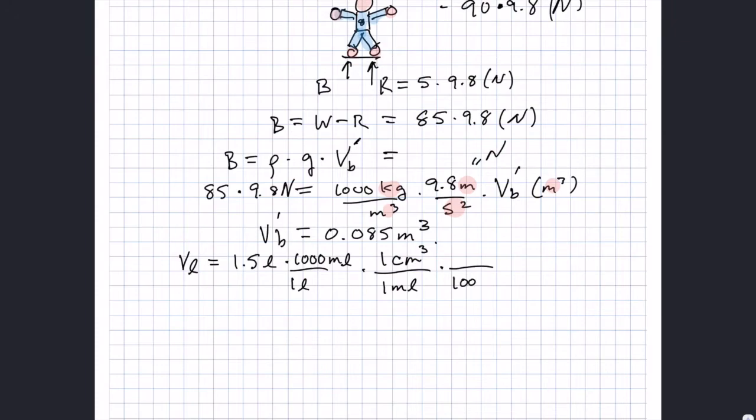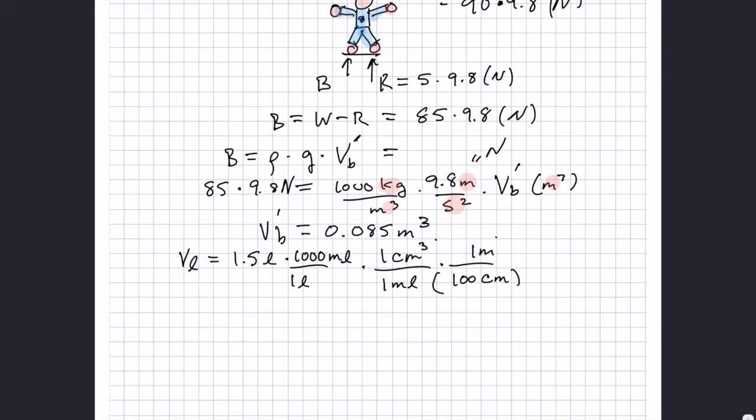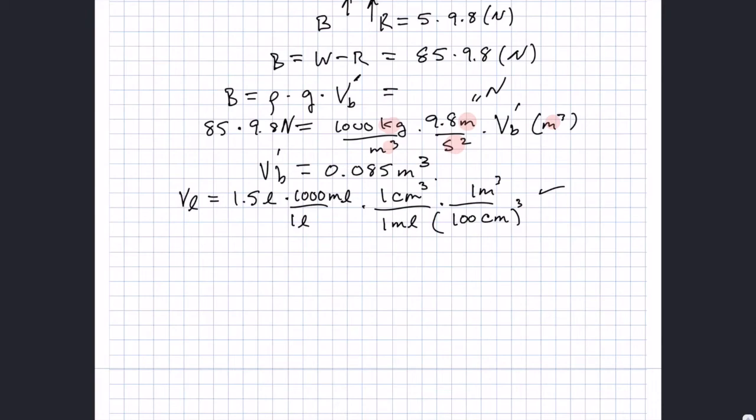Okay, so I know that in 100 centimeters, there's 1 meter. So if I cube everything, I would have that conversion between cubic centimeters and cubic meters. Okay, so that gives me the volume of the lungs. I can do that calculation and subtract from V prime, and I get a slight adjustment. This is not a very big number, but I get a slight adjustment. I get the volume to be 0.0835 cubic meters. All right.